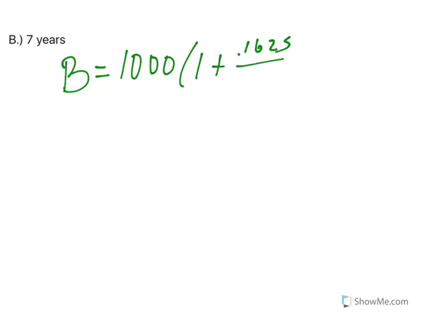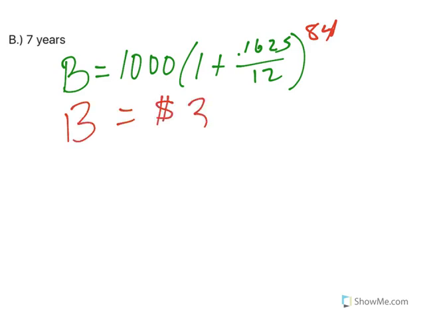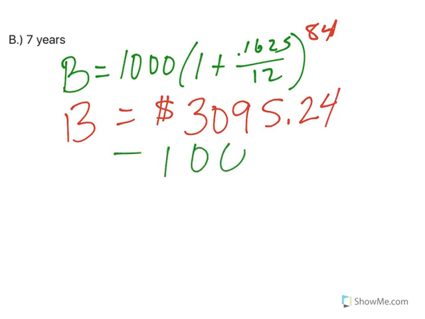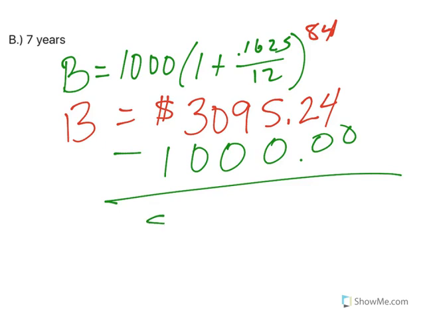Now, obviously, we're going to 7 years and 15 years. We're going to have more because you had it in longer. So if I'm talking about 7 years, I still got $1,000, times 1 plus 0.1625 divided by 12, and now I'm going 12 times 7. So again, to plug into your calculator, 12 times 7 is the first thing I would do, and I would come up with an exponent of 84. So when I do that, I end up with a balance of $3,095.25.